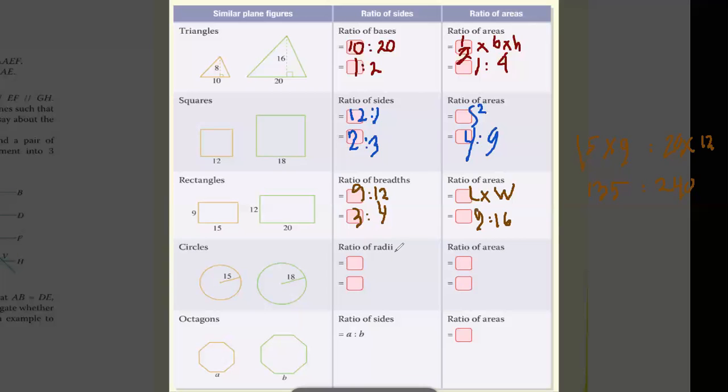Terry, ratio of the radius of circle. 5 to 6. Okay, good. 5 to 6. And then the ratio of area. I give you 3 more minutes. Try to find the others.